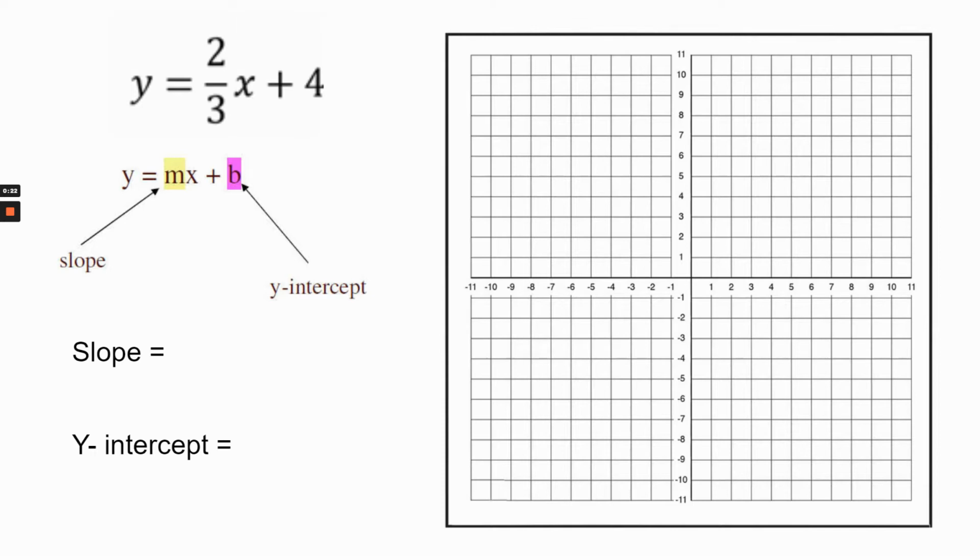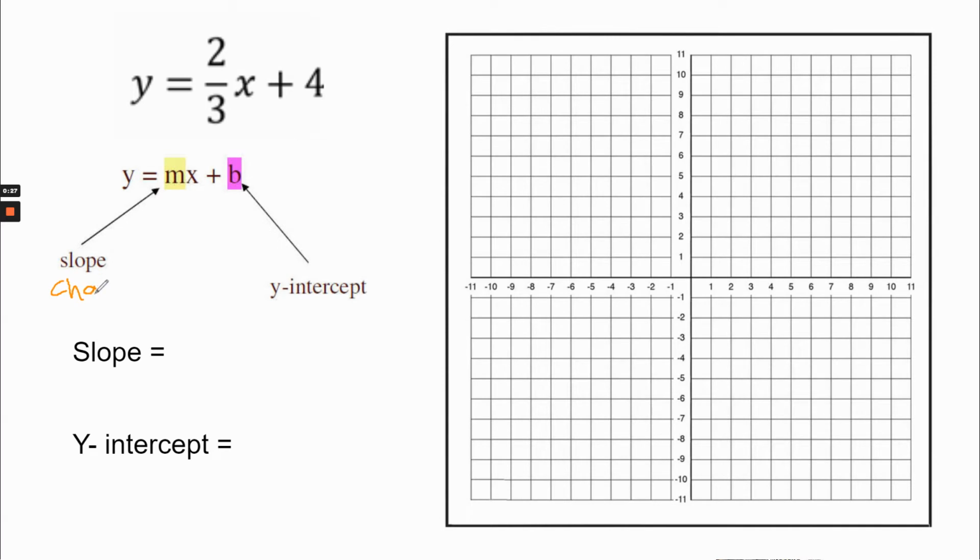We talked about labeling it y equals the change, x plus, and then we called the y-intercept the start. The slope and the y-intercept are just fancy ways of saying the change and the start. That's what we call them in math. So what we're going to do is look at our equation and label the slope and the y-intercept.